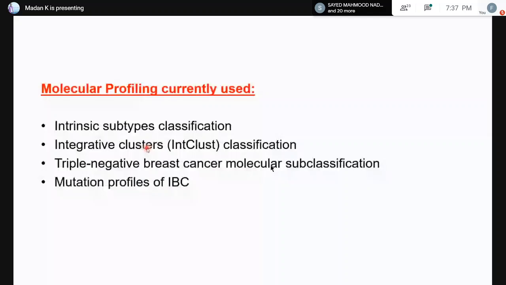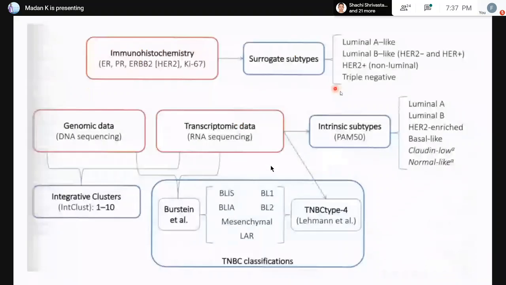This is the traditional intrinsic subtypes as described by Perou et al. With the available IHC markers, that is ER, PR, HER2 and Ki67, these IHC markers act as surrogates to arrive at these intrinsic subtypes. However, with the advent of high throughput techniques like DNA and RNA sequencing, we have integrative clusters which have been identified as 1 to 10.